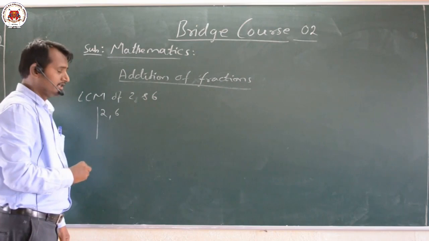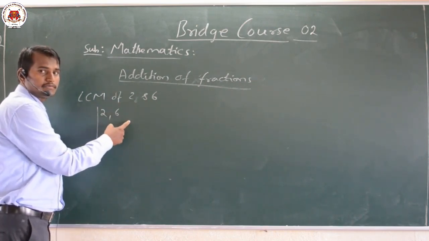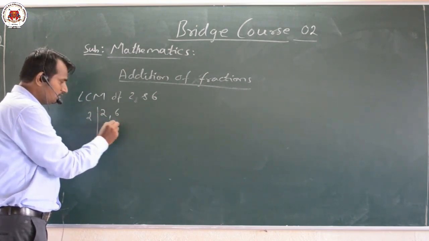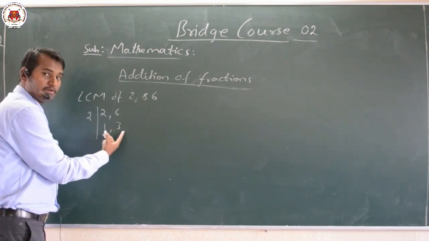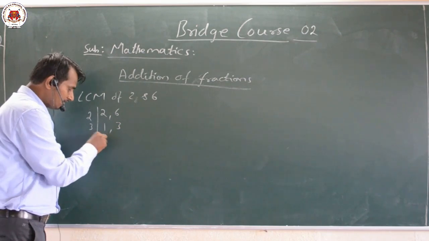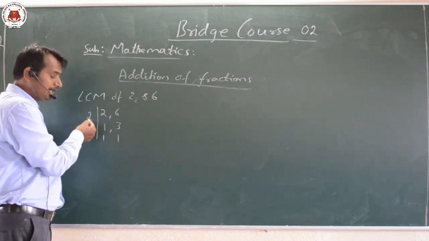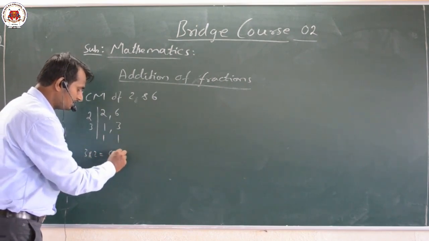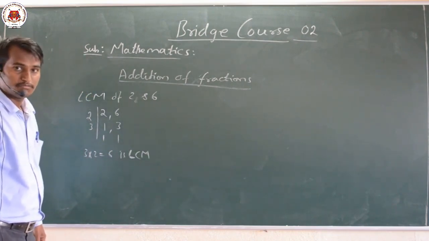Here, 2 and 6. I will take the least common multiple of these two. 2 1s are 2, and 2 3s are 6. Next we have 3 and 1. What is the common multiple? It is 3. 1 I will write as it is, and 3 1s are 3. Now I will multiply these two. 3 into 2 is 6. So 6 is the LCM of these two numbers.